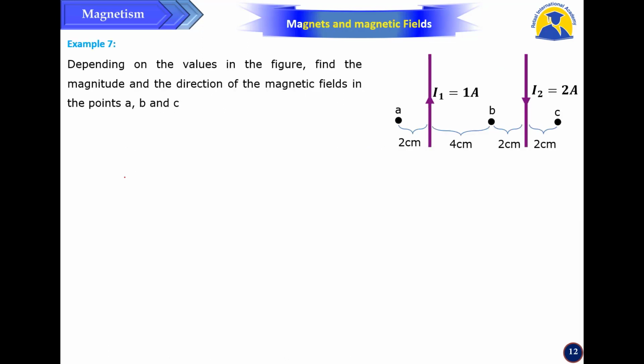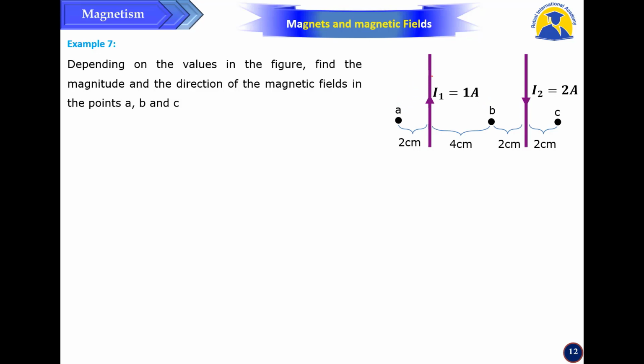Example 7. Depending on the values in the figure, find the magnitude and the direction of the magnetic fields at the points A, B, and C. Okay. Now to find the magnetic field strength and direction at A, B, and C, we need first to find the direction, then we need to calculate the magnetic field from each wire separately.